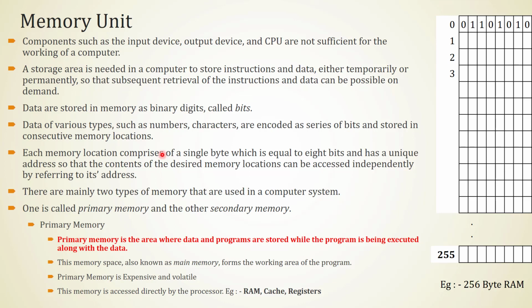Each memory location comprises a single byte, which is equal to 8 bits, and has a unique address so that the contents of the desired memory location can be accessed independently by referring to its address. Here I have given a sample representation of memory. I have 8 cells. Each cell can hold either 0 or 1. These 8 cells together are called a byte. Each memory location comprises a single byte.